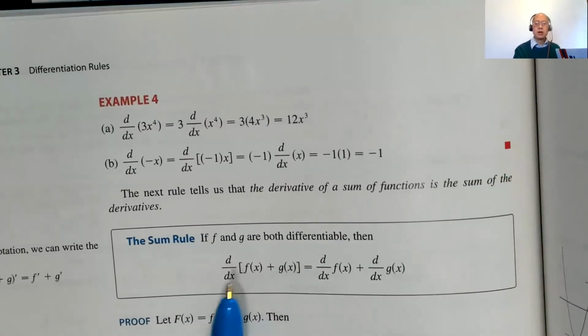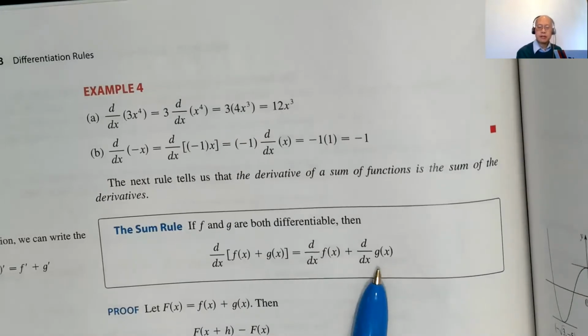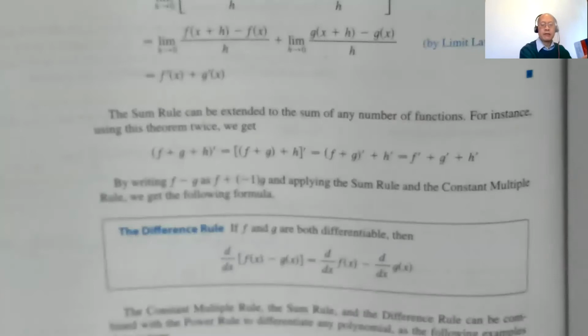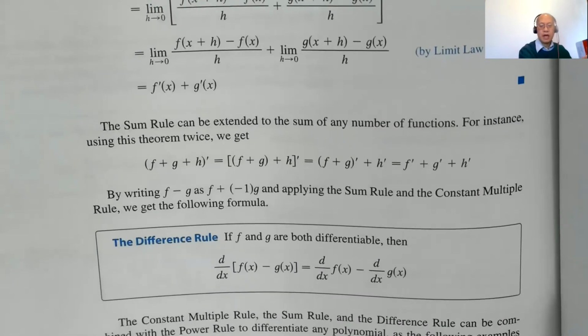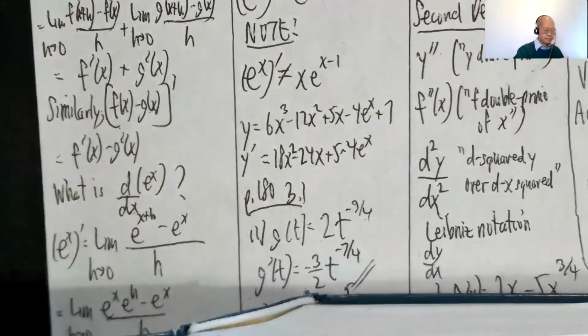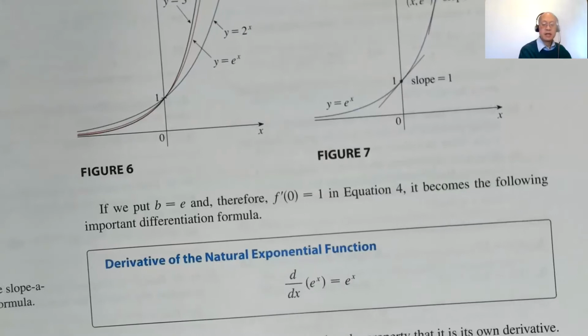Sum rule. Derivative of f of x plus g of x is the derivative of the first plus the derivative of the second. Okay. Similarly, for a difference, derivative of f of x minus g of x, derivative of f minus the derivative of g. And the derivative of e to the x is itself.